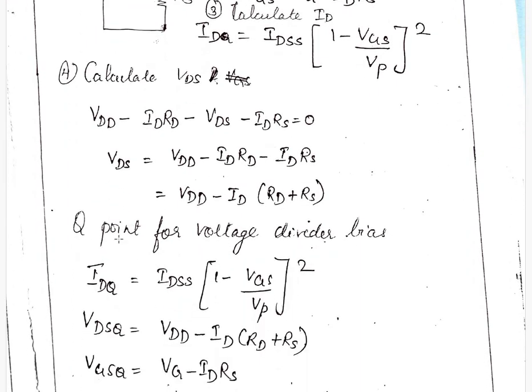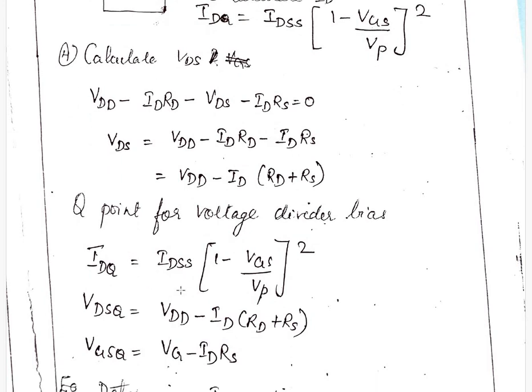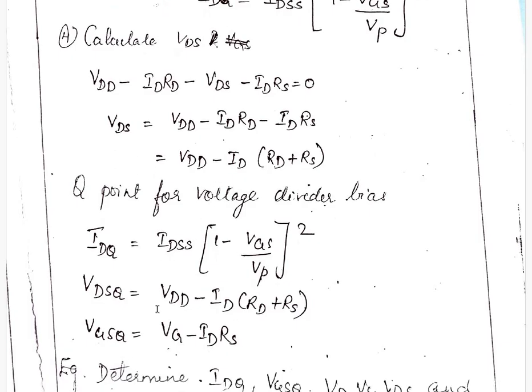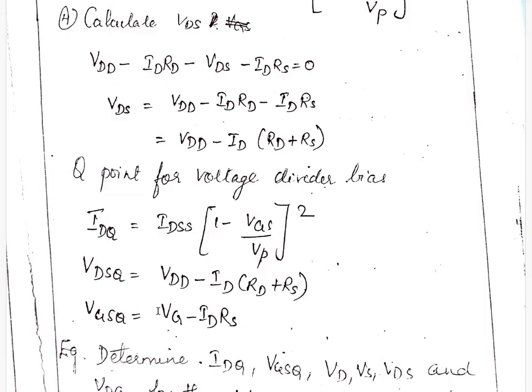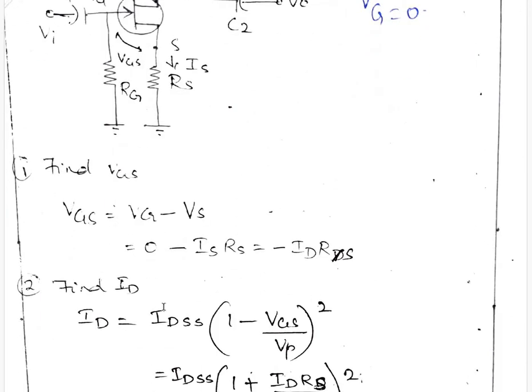Q point for voltage divider bias, we have IDQ equal to IDSS into 1 minus VGS by VP whole square. VDSQ is VDD minus ID into RD plus RS, and VGSQ is VG minus IDRS.